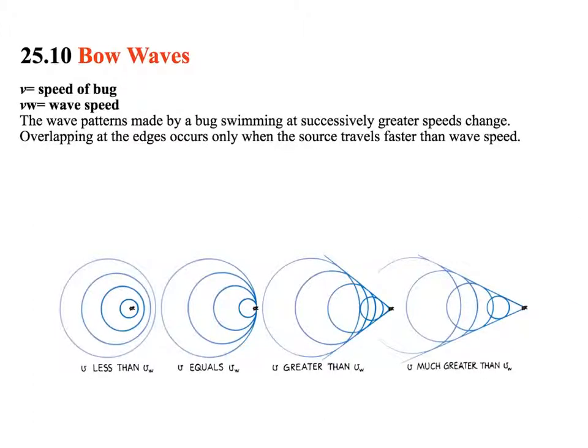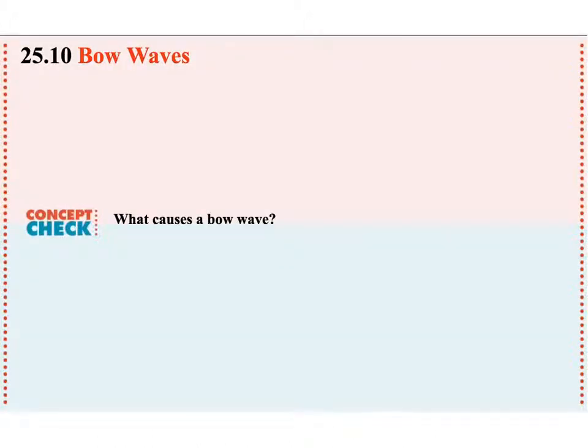V equals the speed of the bug. VW is the wave speed. The wave patterns made by a bug swimming at successively greater speeds change. Overlapping at the edges occurs only when the source travels faster than the wave speed. And here you have your examples of how fast they go. What causes a bow wave?